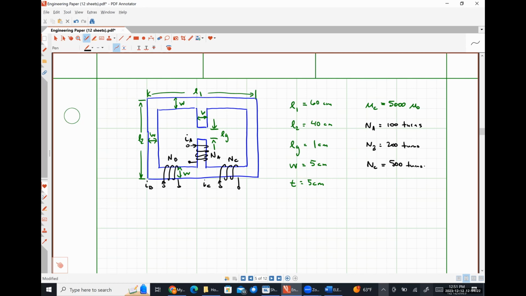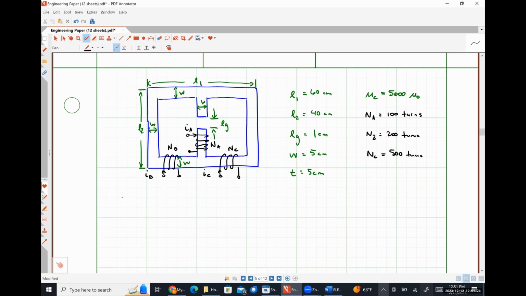I want us to find the self-inductance of coil A, the self-inductance of coil B, the self-inductance of coil C, and then the mutual inductance seen between coils A and B. And then for your in-class assignment, I believe I'm asking you to find the mutual inductance seen between coils C and B. All right.